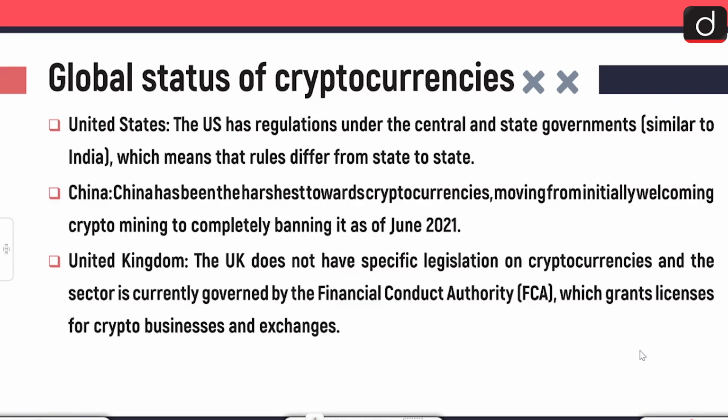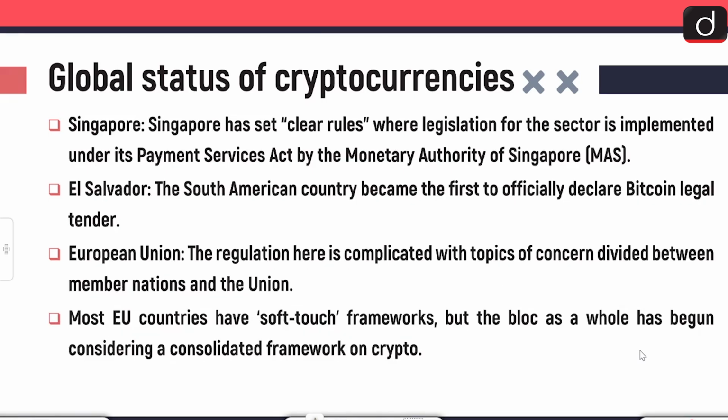If we talk about the status of cryptocurrencies around the world, the US has regulations under the central and state governments, which means that rules differ from state to state. China has been the harshest critic of cryptocurrency. It was initially welcoming crypto mining, but after that, in the month of June 2021, it blocked it. The UK does not have specific legislation on cryptocurrencies, and the sector is currently governed by the Financial Conduct Authority, which grants licenses for crypto businesses and exchanges.